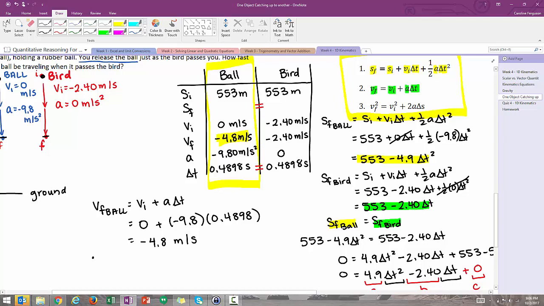So now we can just make a final statement. Therefore, the final speed, or the speed of the ball when it passes the bird, is 4.8 meters per second. Hope that helped.